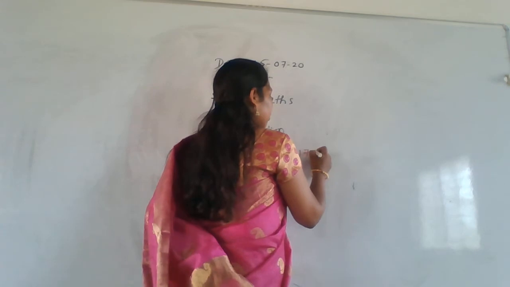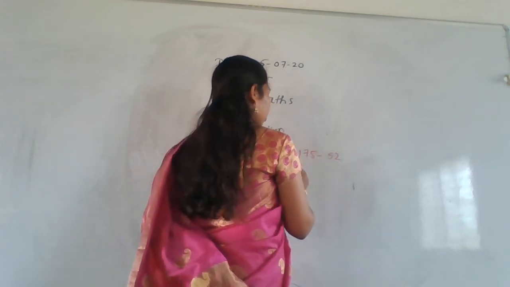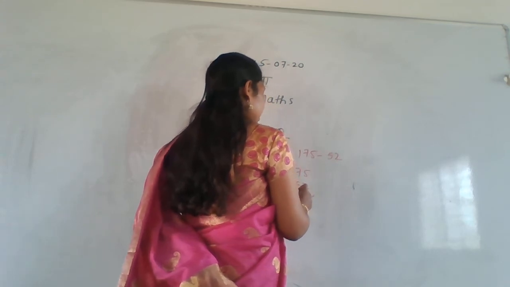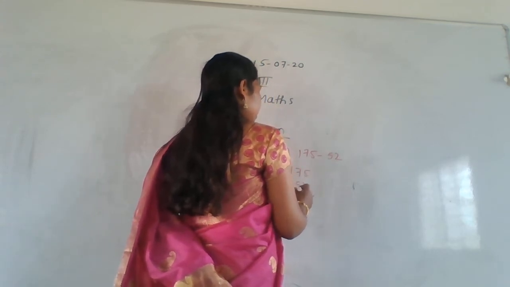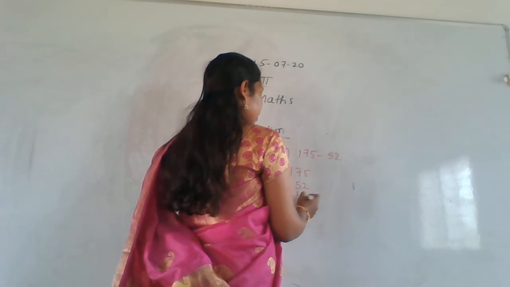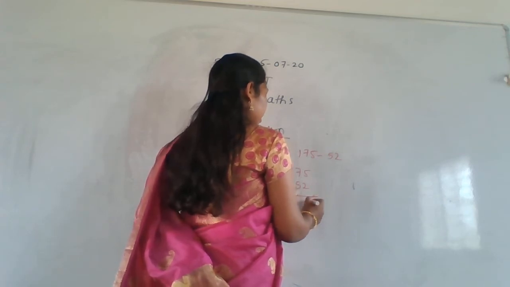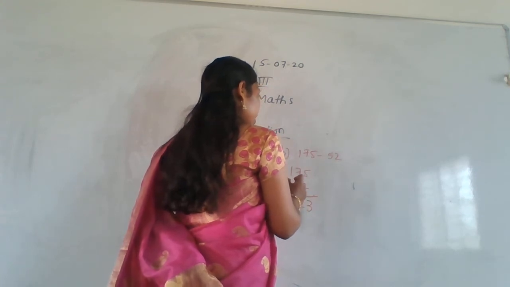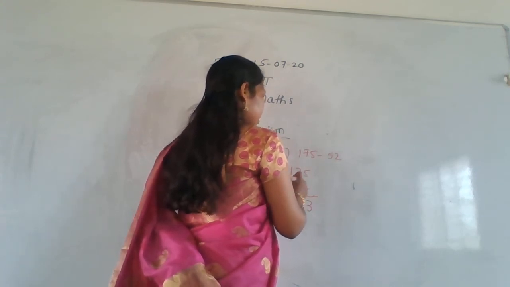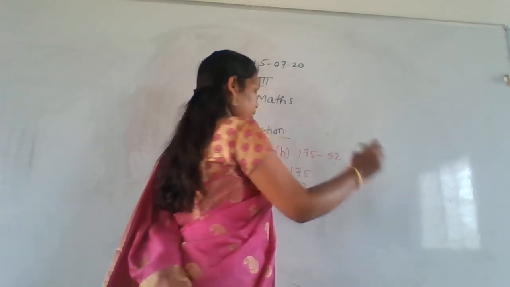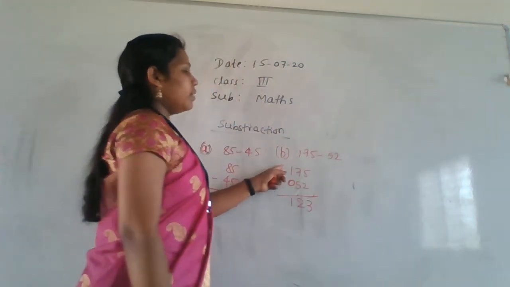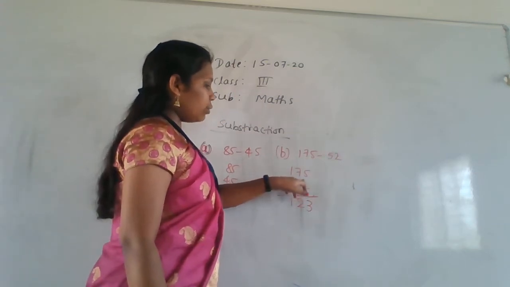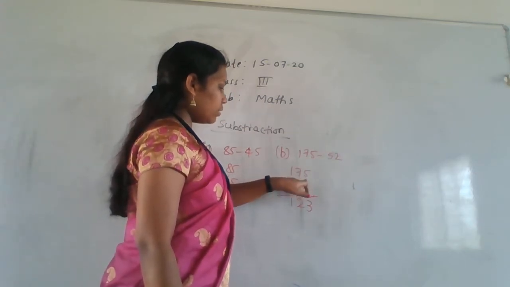175 minus 52. 175 minus 52. That is 5 minus 2 is 3. 7 minus 5 is 2. Next, here nothing is there, which means it is a 0 here. 1 minus 0 is 1. 175 minus 52. So write the 52 below the 175.